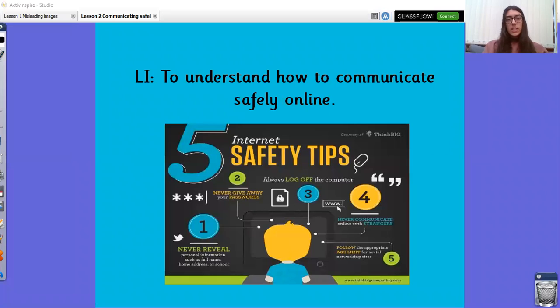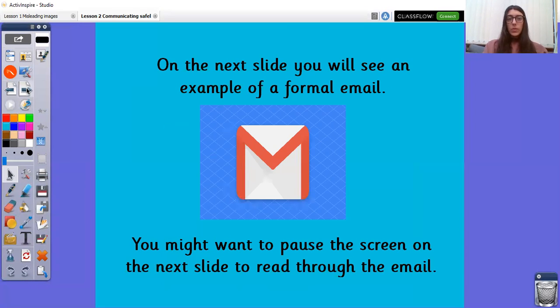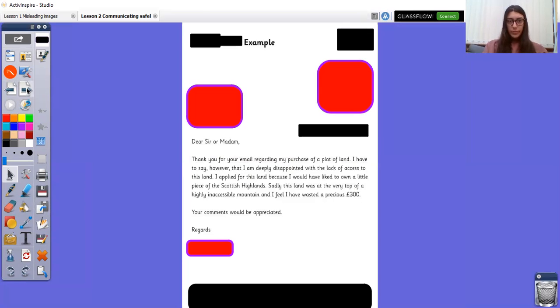Our learning intention today is to understand how to communicate safely online. On the next slide, you will see an example of a formal email. You might want to pause the screen to read through the email. Here is the example of a formal email. Feel free to pause the screen so you can read through it.